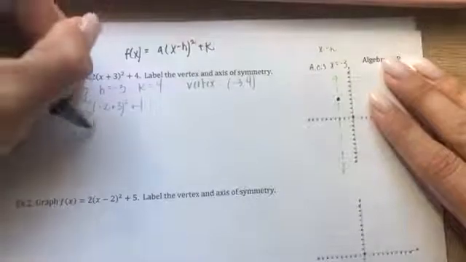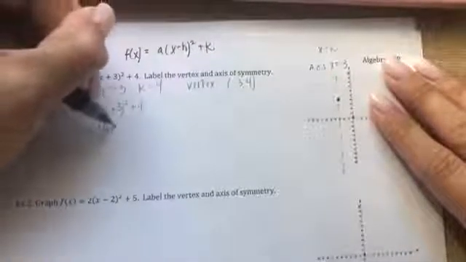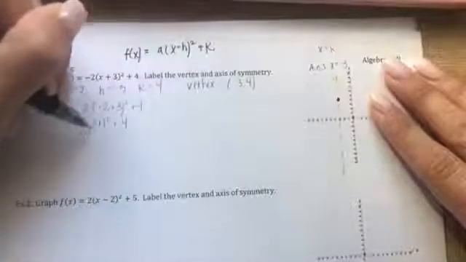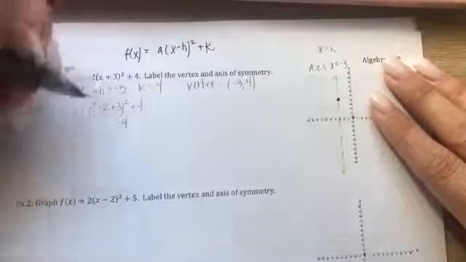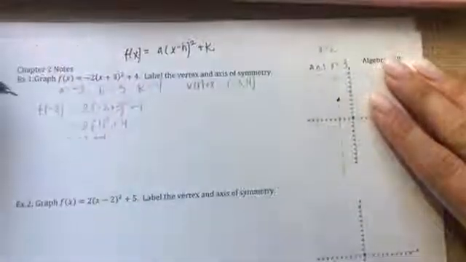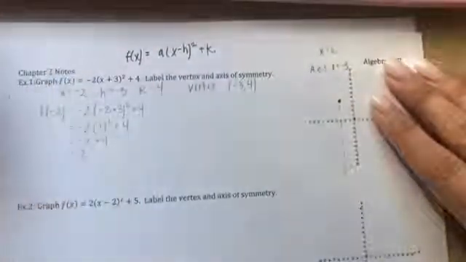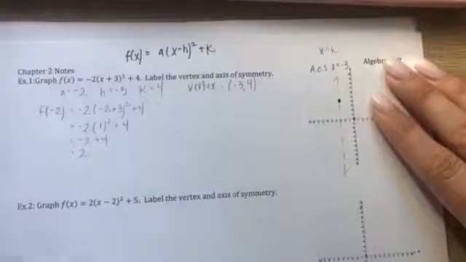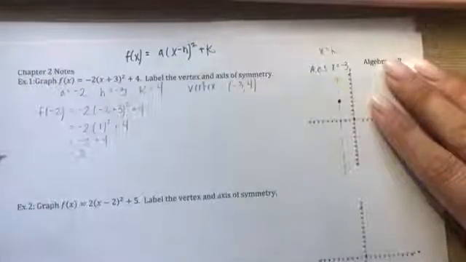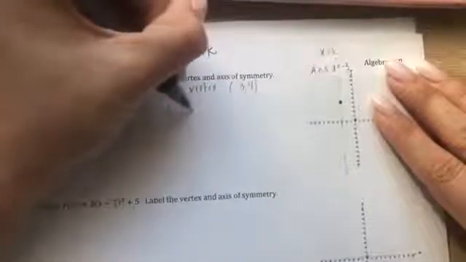So negative 2 times negative 2 plus 3 in the parentheses, that's 1 squared plus 4. Negative 2 times 1 squared is just negative 2. So that stays as negative 2 plus 4. And then negative 2 plus 4 is positive 2. So when I substituted in x equals negative 2, I got a 2 out. So that is a point. So that tells me I have a point at negative 2, positive 2.